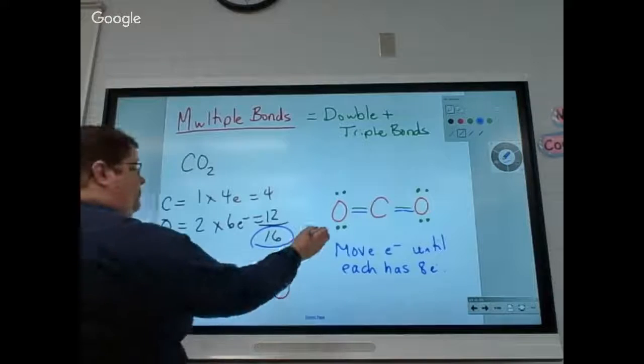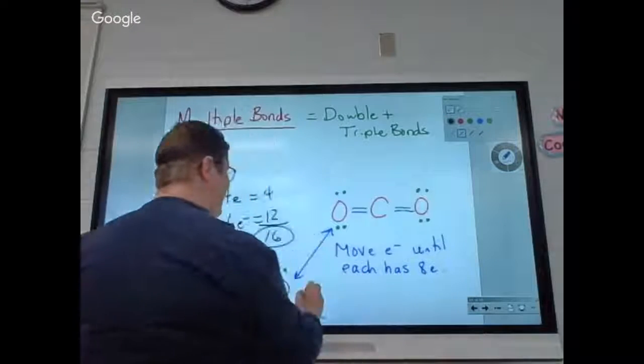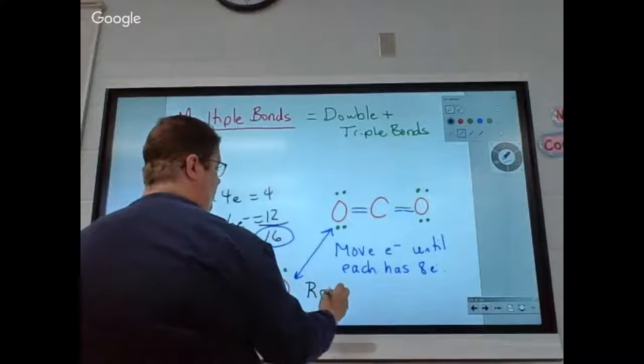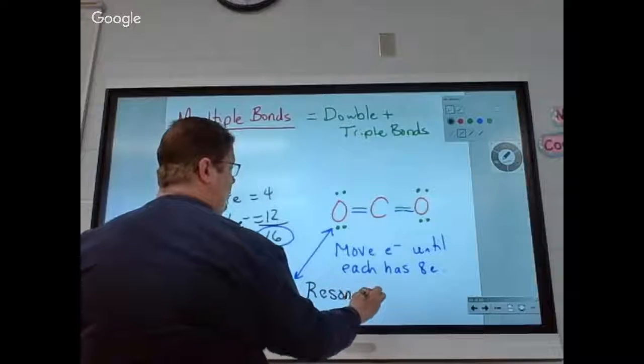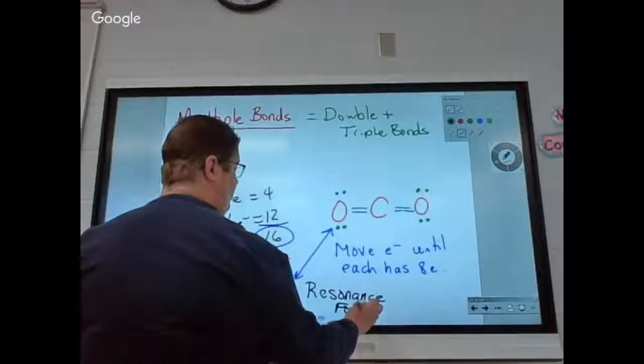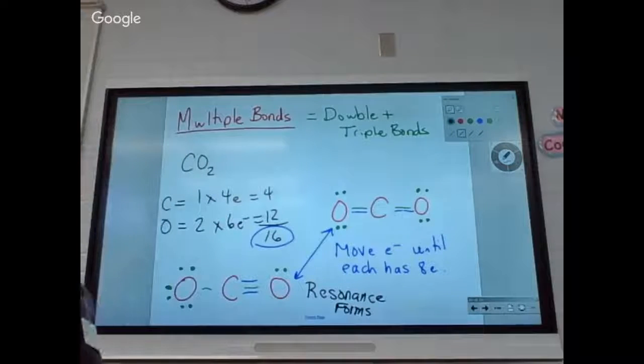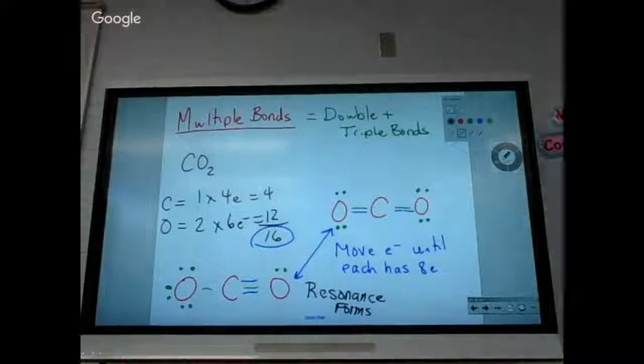This has a name. These are called resonance forms. Okay, either answer is correct. I would not care which one you used. You get full credit for both. And there are several molecules that work that way.